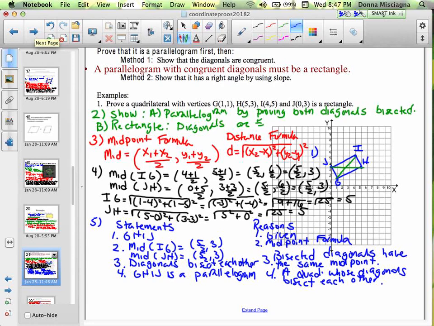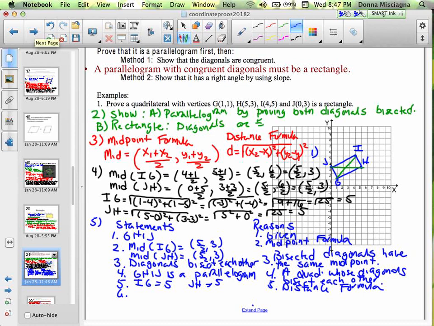All right, so, but we're not done. We proved it's a parallelogram. We have not proved it's a rectangle. All right, so then what else did we do? We found the length of IG. IG is 5, and JH is 5. How do we know? We use the distance formula. So what? They have the same length. Well, that means they are congruent.